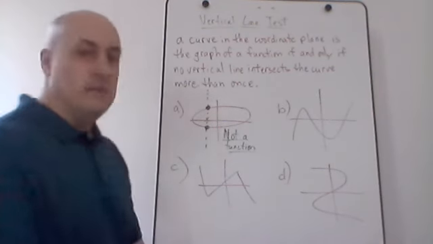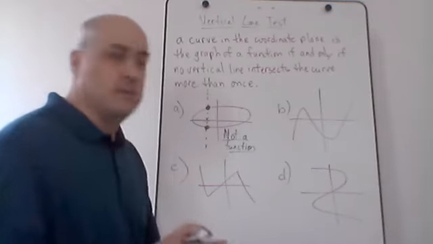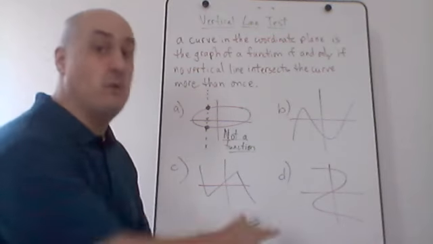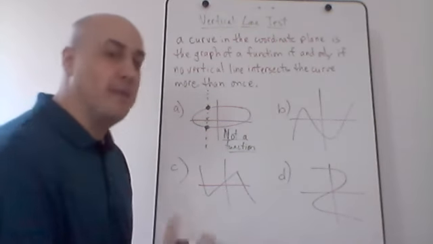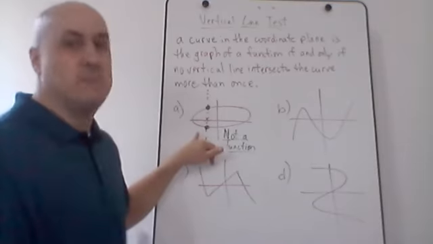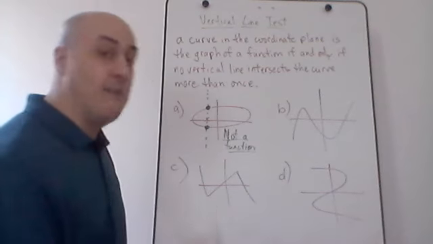Again, if you still don't quite understand the definition of a function, I made a video about it, so you might want to go watch that, where I go a little bit more in depth into the definition of a function. But what I just said there is basically what it is. For each input, you can only have one output.